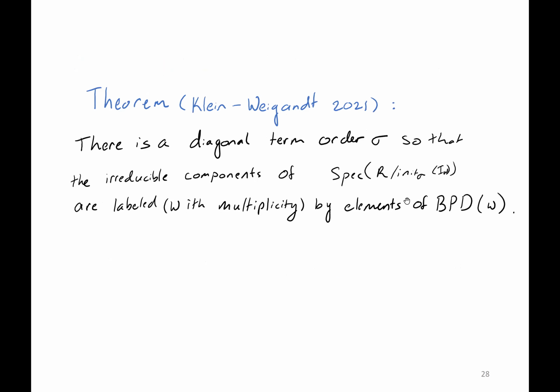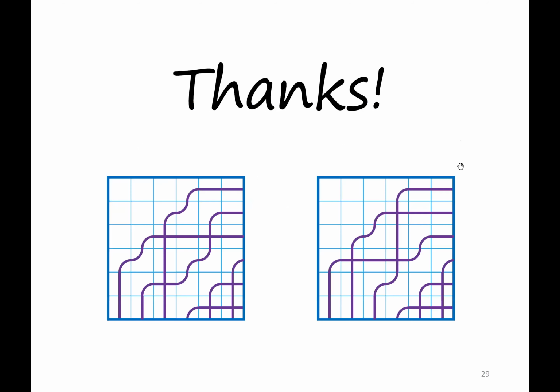And so in more recent work with Klein, we were able to show that you can find a diagonal term order so that the irreducible components in the limit are labeled with multiplicity by bumpless pipe dreams. So in particular, the existence of these diagonal term orders give a geometric naturality to bumpless pipe dreams for your permutation. And with that, I'm a bit over time. So thank you so much for your attention.